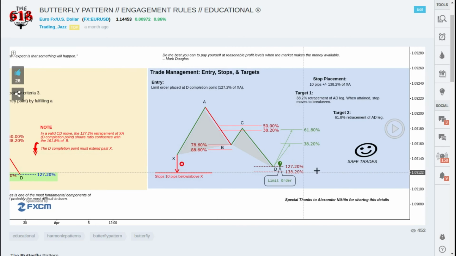Look left. Target 1. The 38.2% retrace of A to D leg. When attained, stop moves to break even. Target 2. The 61.8% retrace of A to D leg. This is the butterfly pattern.